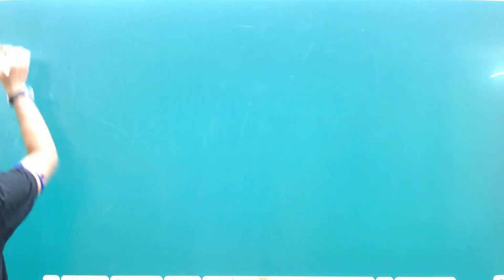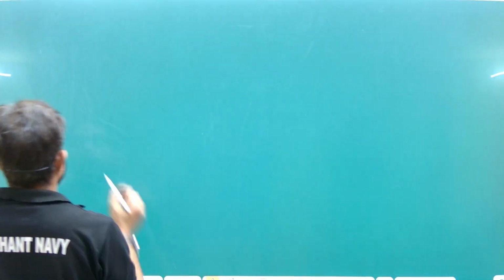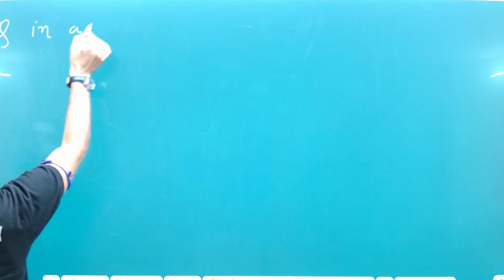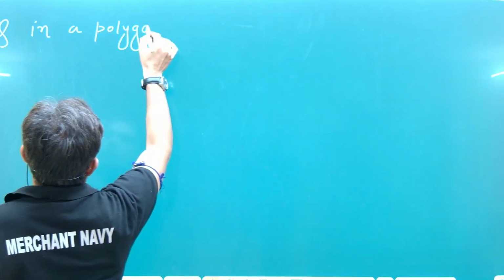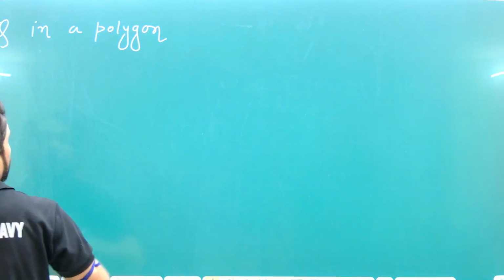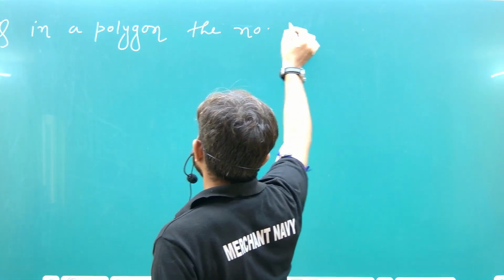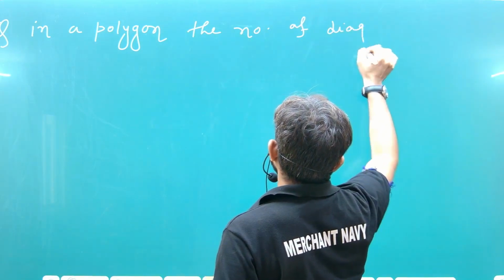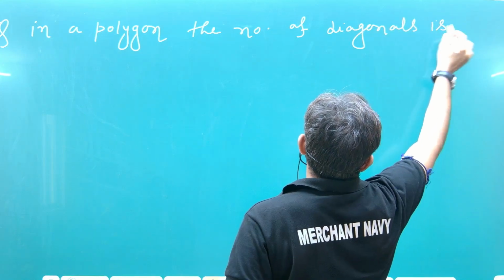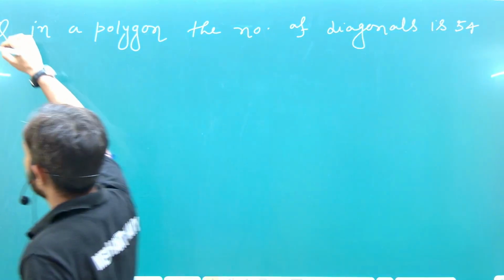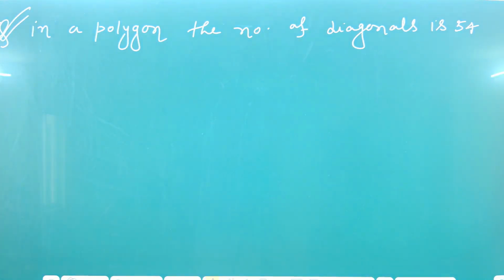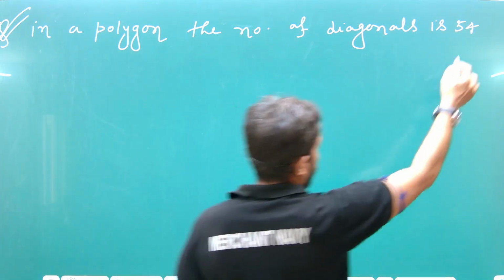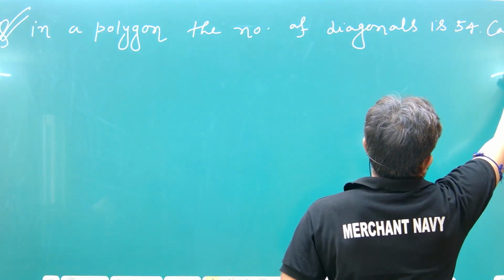In a polygon, here is another question. In a polygon, the number of diagonals is 54. This type of question is what is counted as a tough question. Okay? So the number of diagonals is 54. You need to calculate the number of sides of the polygon.